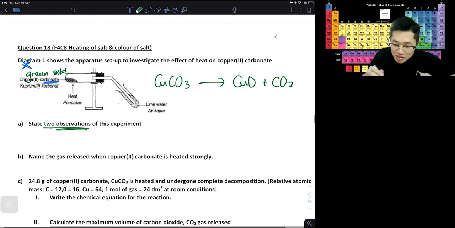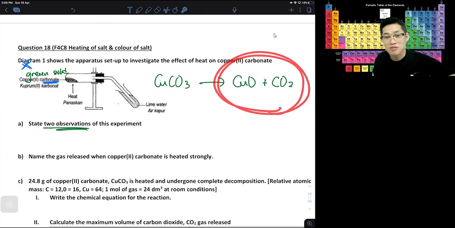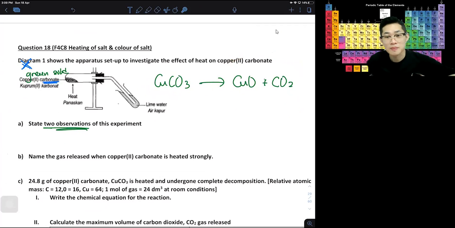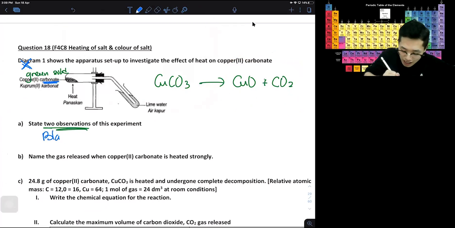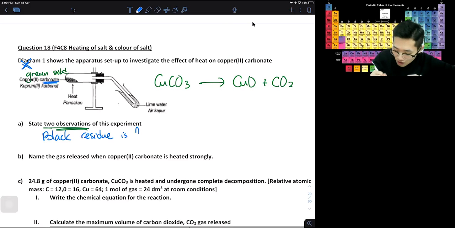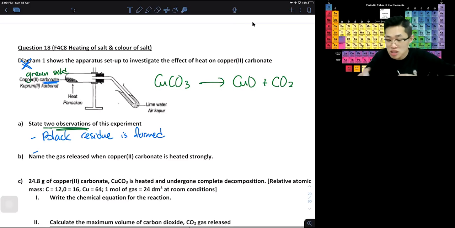So what can you observe when these products are produced? When they ask you observation, you must tell me the color. So what is the color for CuO? Yes, good. CuO is black. So black residue is formed. So this reaction forms a black residue and also CO2.